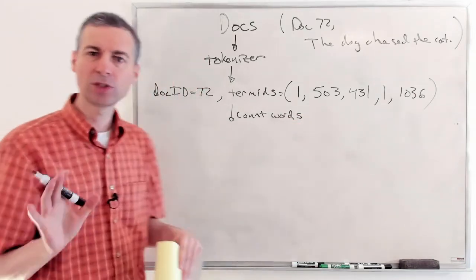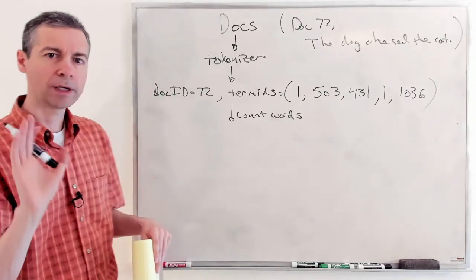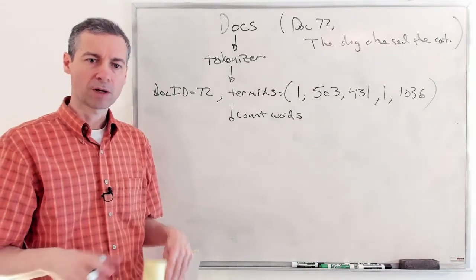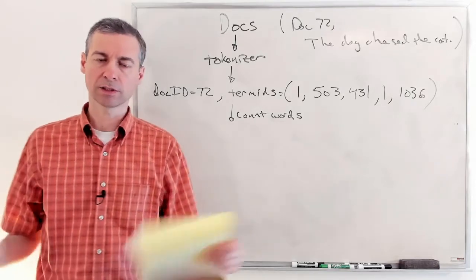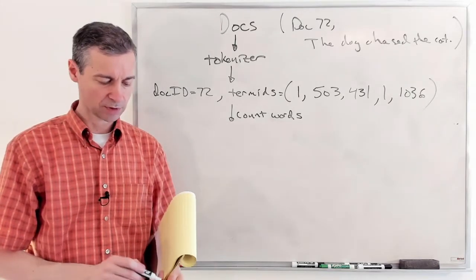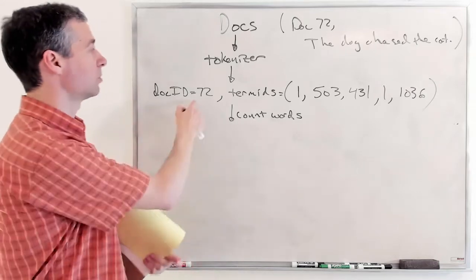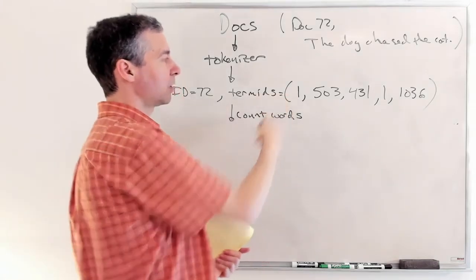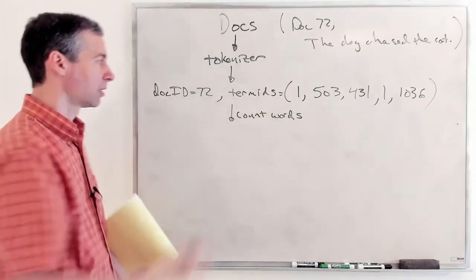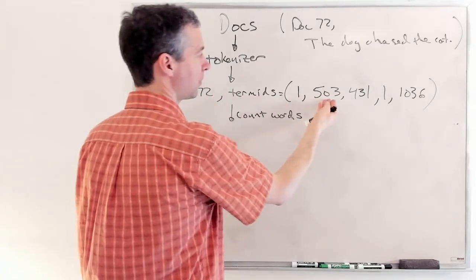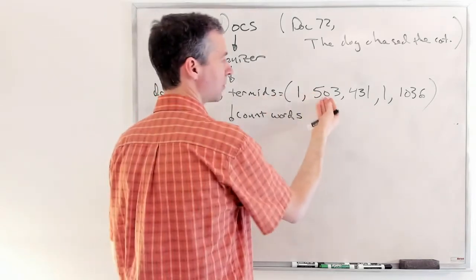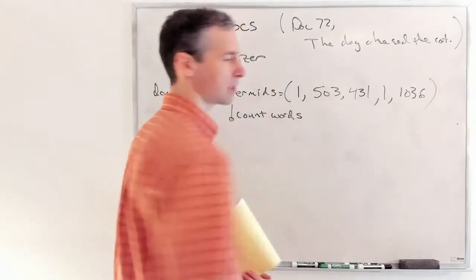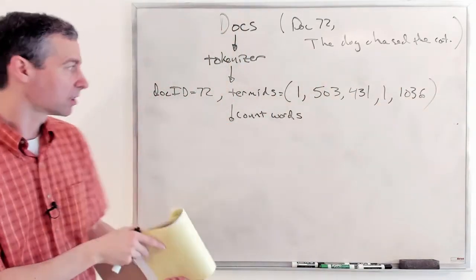Good. Now, what should we do with that? When we do in-memory inversion, once we have that data, again, we scatter it across the terms, and we say, yeah, doc 72, we go to term 1 and we say it occurred twice. Then for term 503, we go, doc 72 has 503 in it once, and we append all those. That's what our in-memory inversion does.